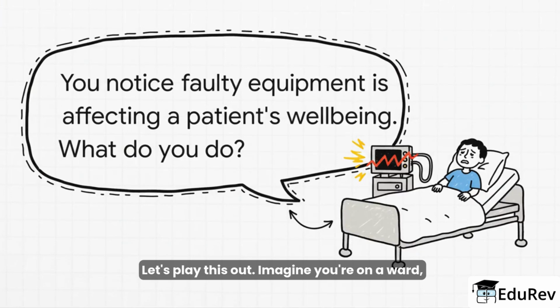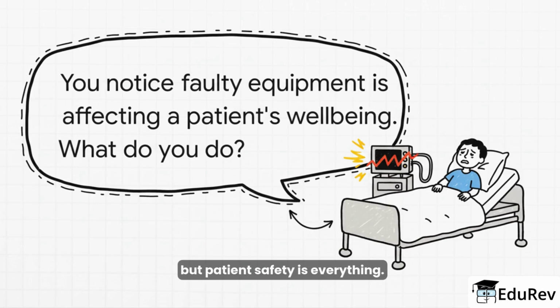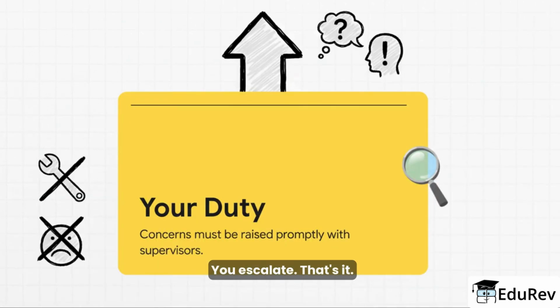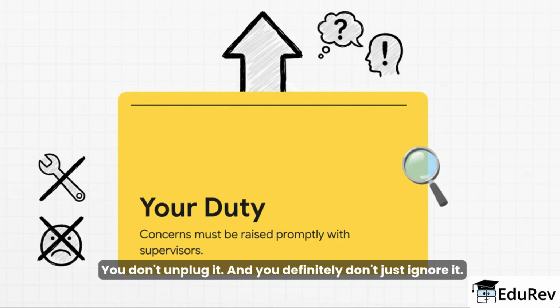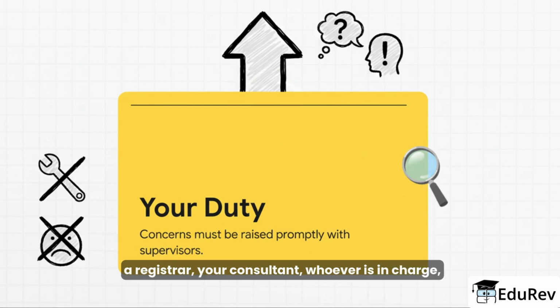Let's play this out. Imagine you're on a ward, and you see a piece of equipment that's sparking or making a weird noise, and it's clearly upsetting the patient next to it. It might seem like a small thing, but patient safety is everything. So, what's your move? You escalate, that's it. You don't try to fix it yourself, you don't unplug it, and you definitely don't just ignore it and hope someone else deals with it. You find a nurse, a registrar, your consultant, whoever is in charge, and you clearly explain the problem. Your job is to be the eyes and ears that help keep the environment safe.